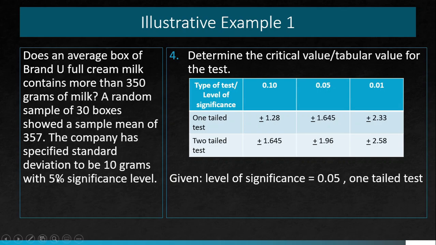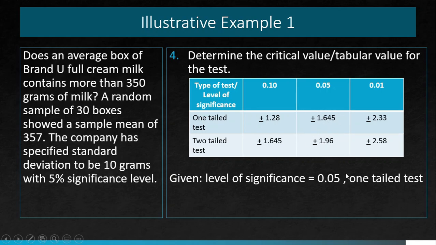So we need to identify the variables or the given. It states here that we'll be using a 5% significance level. So the level of significance is 0.05, meaning our critical value is found in this column, the 0.05 column. Between these two tabular values, which value are we going to use now?